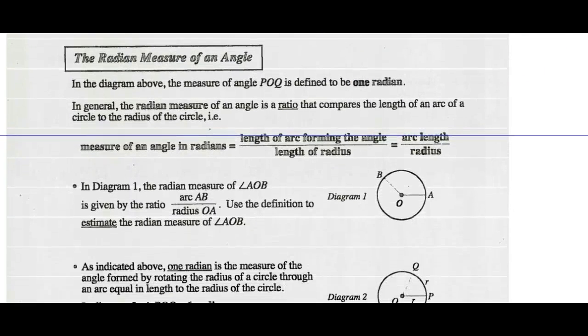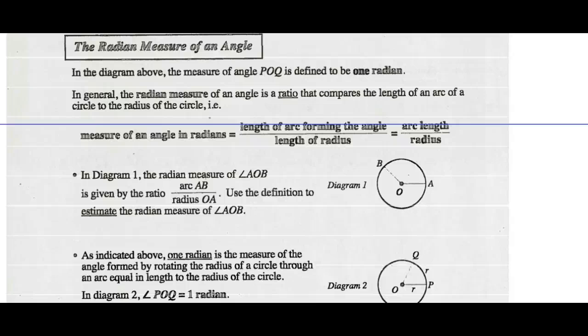So radian measure of an angle. In the diagram above, the measure of angle POQ is defined as 1 radian. So in general, the radian measure of an angle is a ratio that compares the length of an arc of a circle to the radius of the circle. So the length of the arc compared to the radius of the same circle. That's the definition of the measure of the angle in radians. Length of the arc forming the angle divided by the length of the radius. All right, that formula is on your formula sheet.